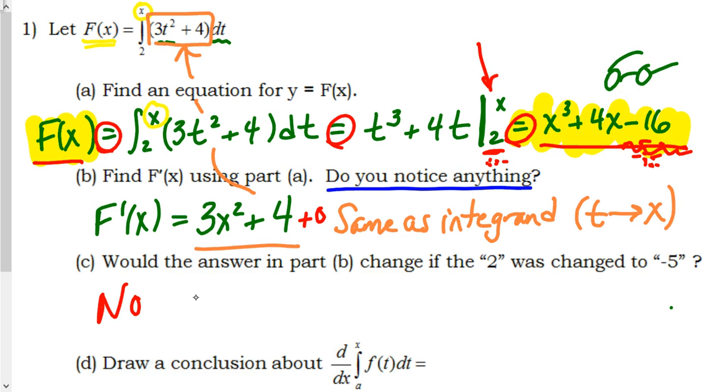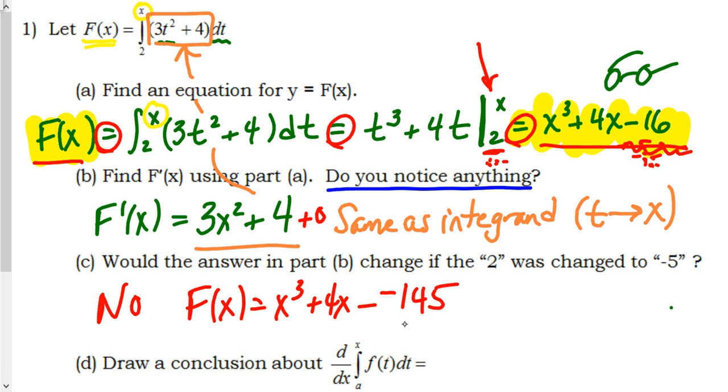Okay, I would have had F of x equals x cubed plus 4x minus negative, I'm doing math in my head, 145. And then when I take the derivative, that would be gone. F prime would have been the same.